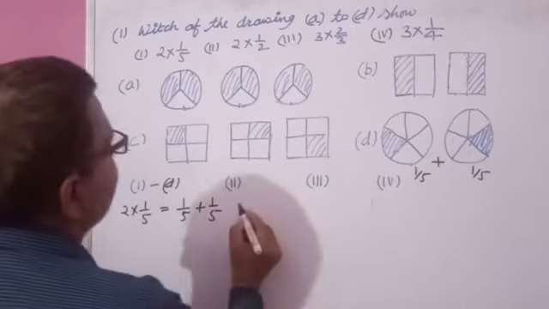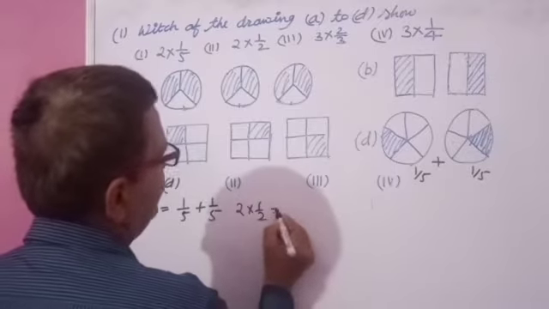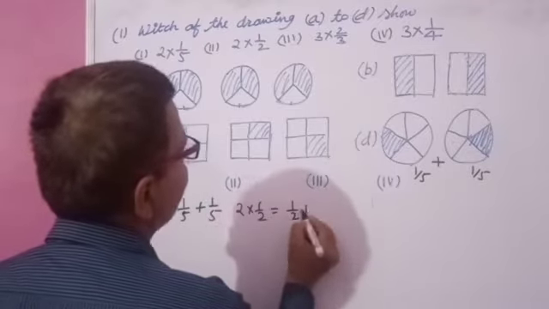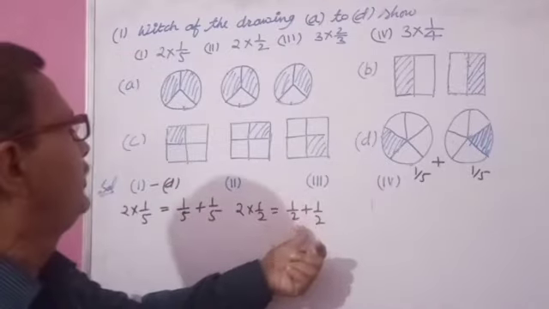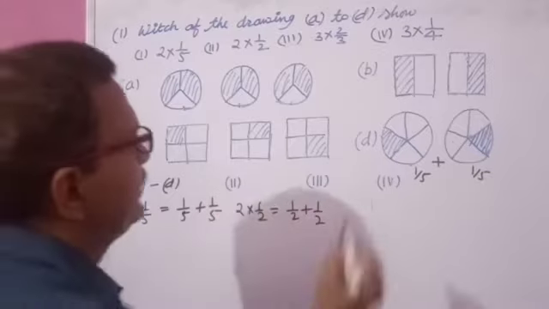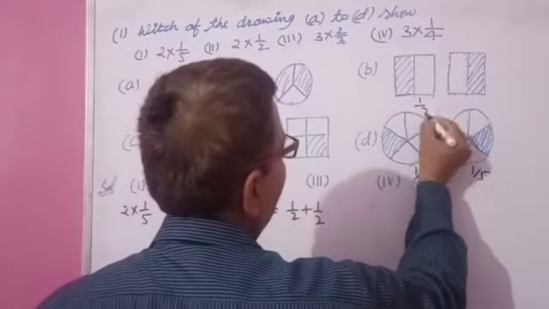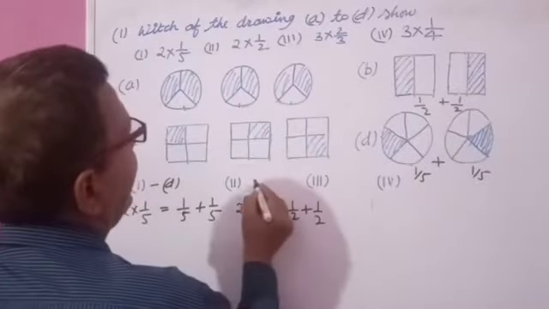And second, you are seeing 2 multiplied by 1 upon 2. 2 multiplied by 1 upon 2 means 1 upon 2 plus 1 upon 2. And here this is 1 upon 2, plus 1 upon 2. This will be the B part.